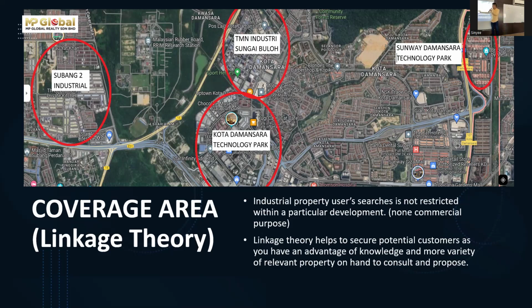By doing just one area, some people will say, oh, you are a focused agent. But I tell you, you are too focused. Too focused is still not enough stock for the client to choose from. If you do not have more suitable items to suit your client, you are just a salesman.